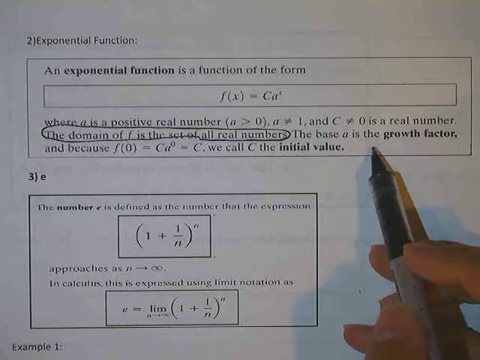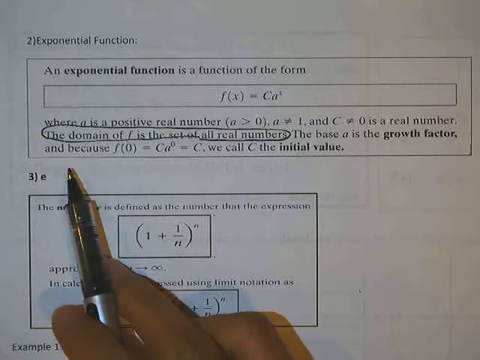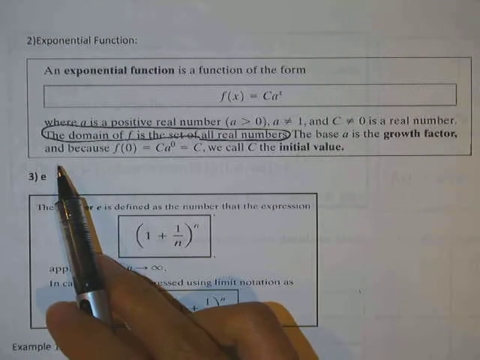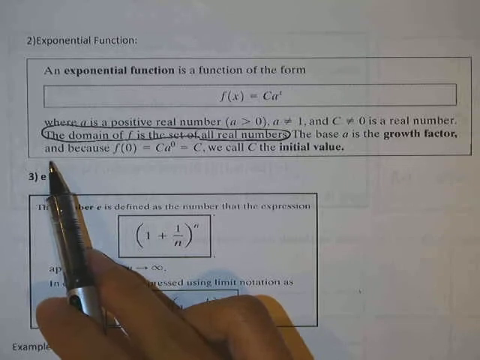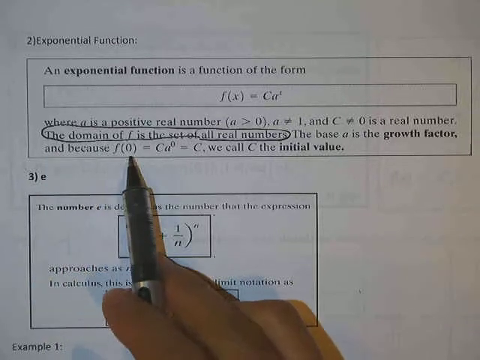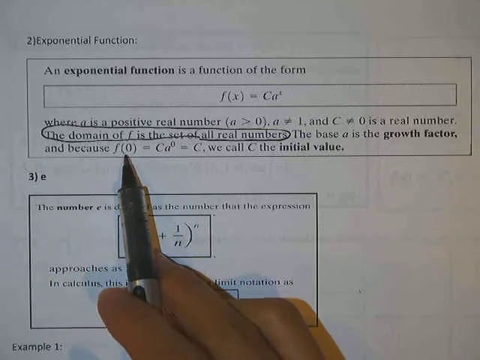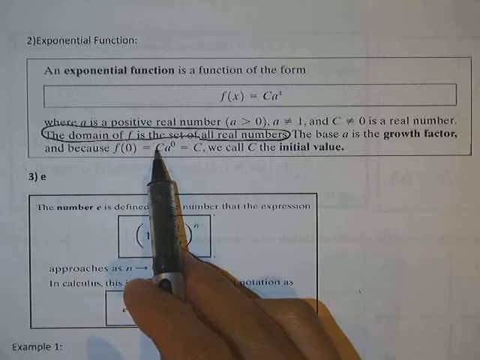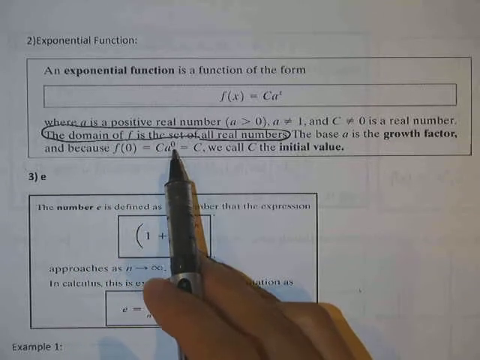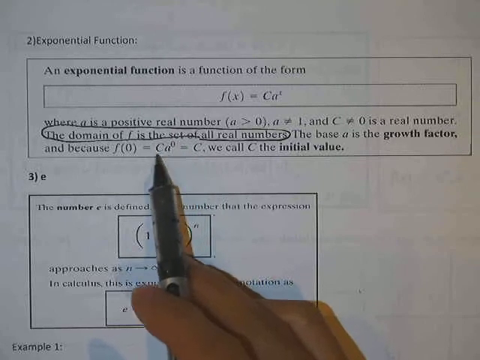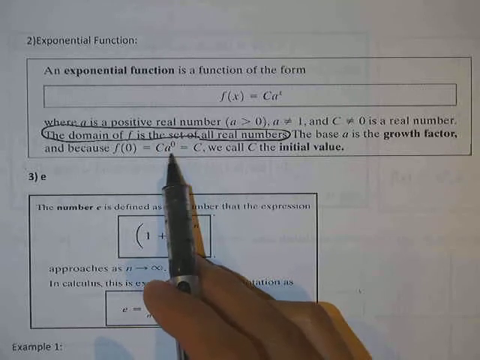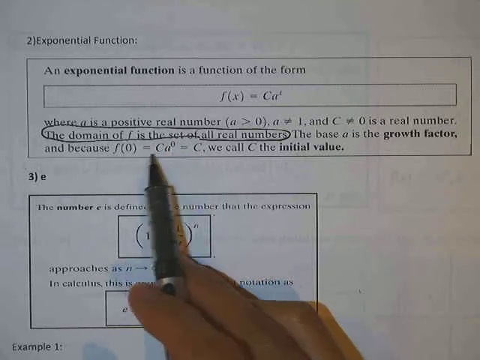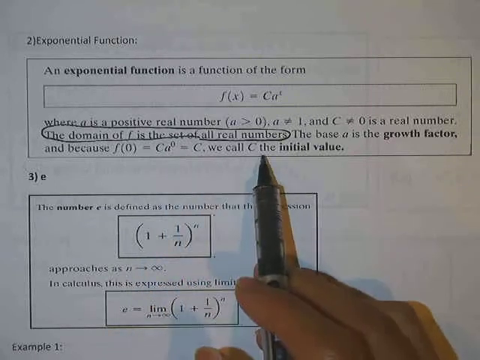The base a is a growth factor, and we're going to talk about growth or decay. Because f of 0, where 0 is your input, equals the initial value times your base to the 0 power, and a to any number to the 0 power is always 1, 1 times c is c. We call c the initial value.